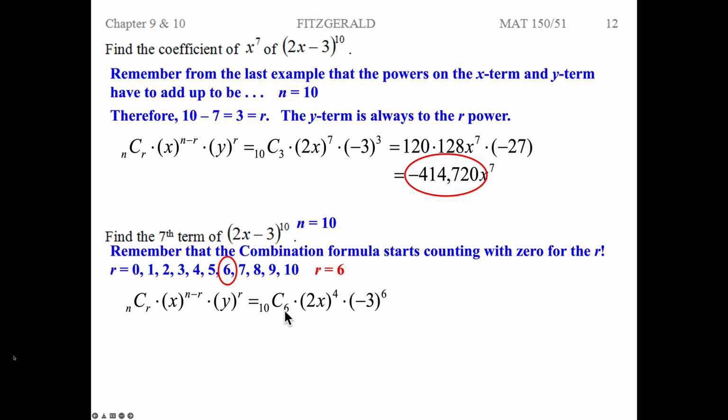All right, well, 10 combination 6 is 210. 2 to the fourth is 16. So that's 16x to the fourth, and negative 3 to the sixth power is 729. Multiply those three numbers together, 2,449,440 x squared. That's the seventh term of that expanded binomial.